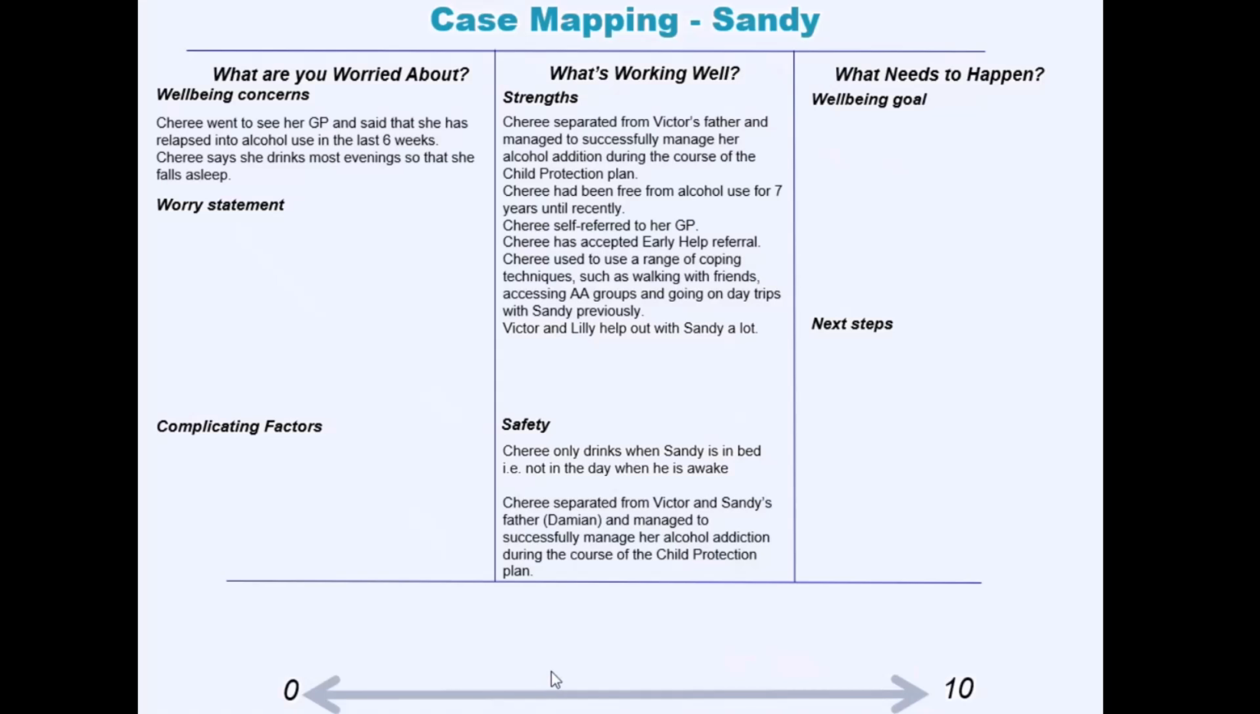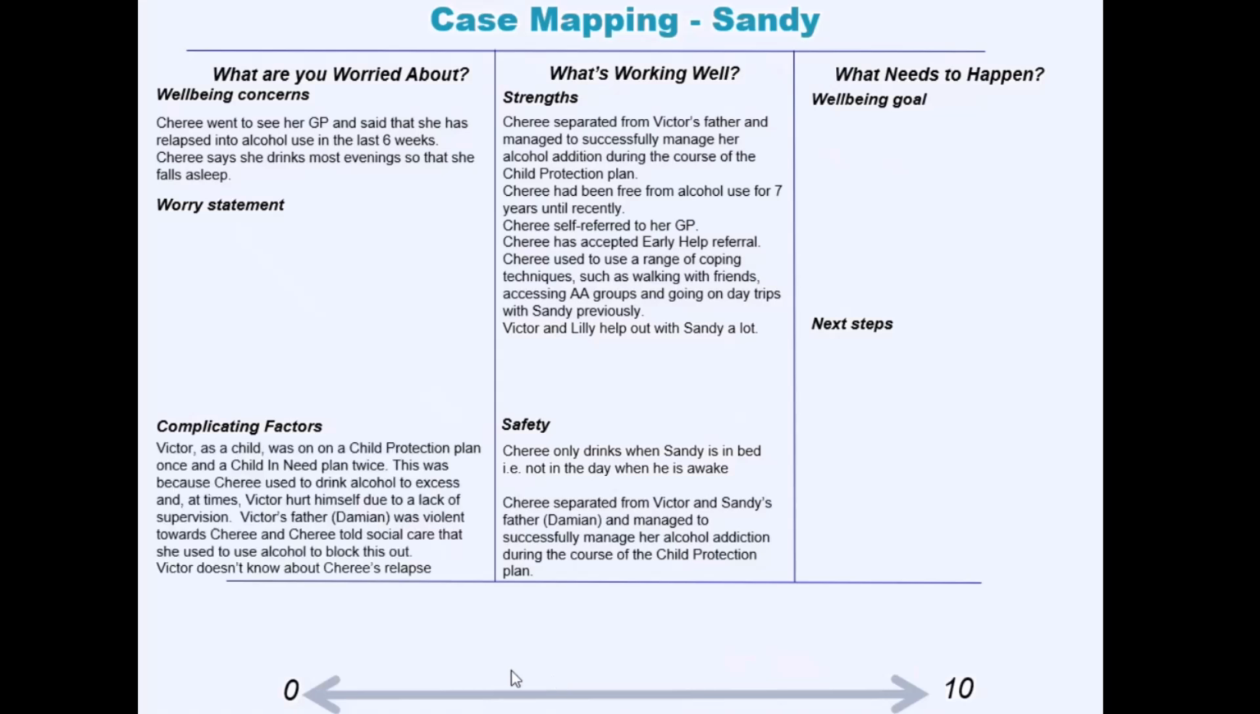Wellbeing concerns, this mum is saying in the last 6 weeks she's using alcohol and she drinks it to the degree she falls asleep most evenings. Now here in that referral there was no impact listed on this child. We could speculate as to what it might be, but there was no evidence of it. So in wellbeing concerns, all we have is that the longevity is 6 weeks. It's alcohol she's using. She's doing it most evenings so she falls asleep. We don't know how much alcohol that is, but that's what she's described.